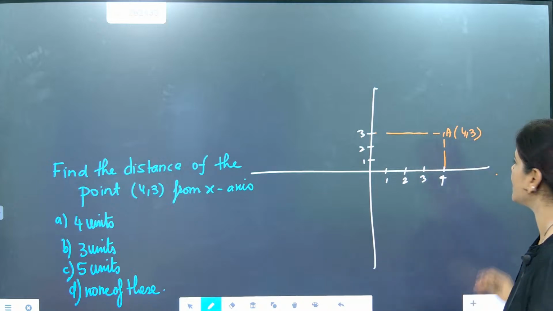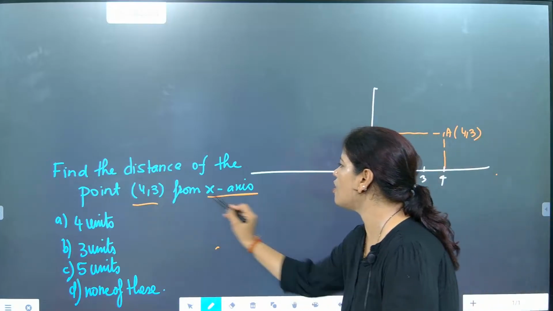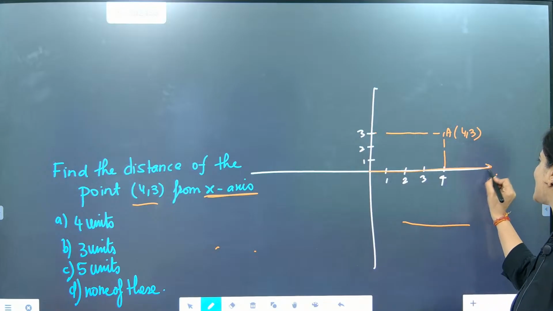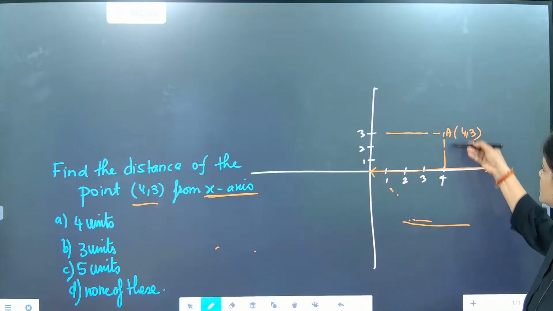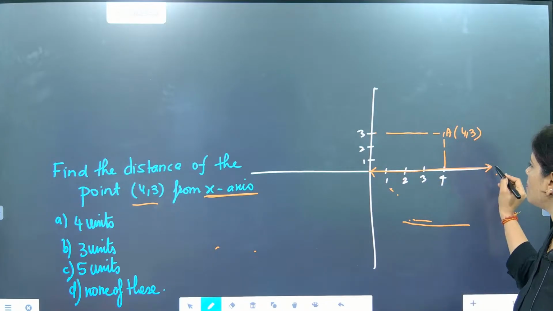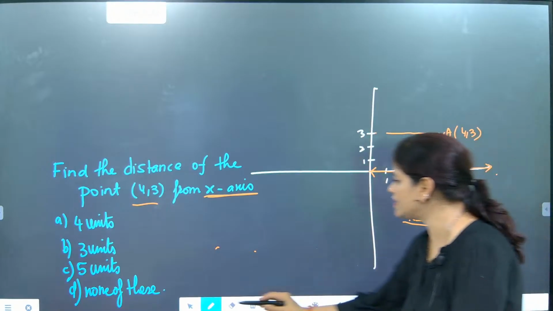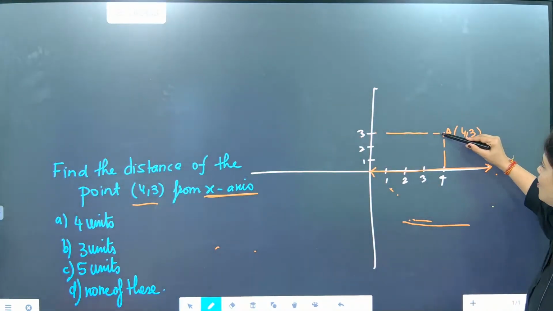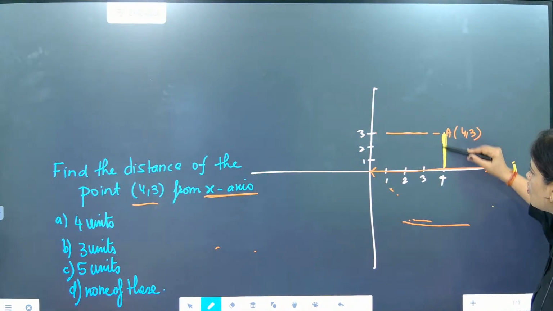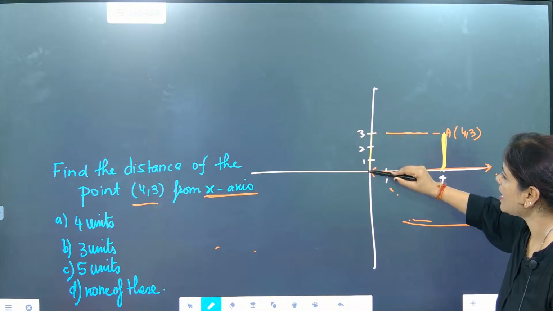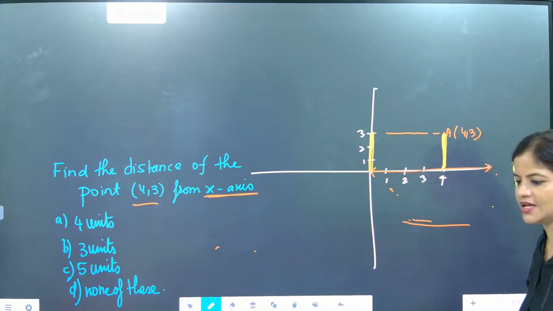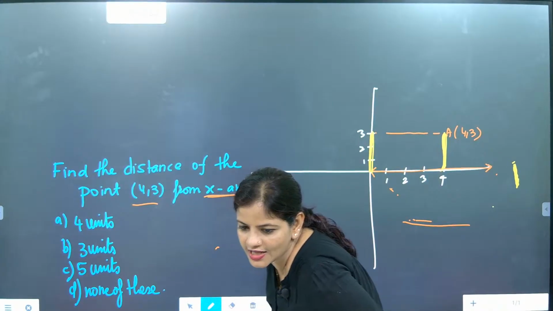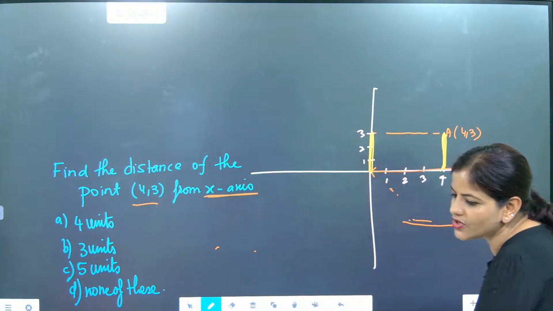Now they are asking the distance of point 4, 3 from the x-axis. Understood? So where is the x-axis, beta? This is the x-axis. So what is the distance of this point A from the x-axis? Now look here. After drawing, things became so easy. This is 3 and this part is also 3. Did you understand? Those who have given 3, beta, 3 is the correct answer.